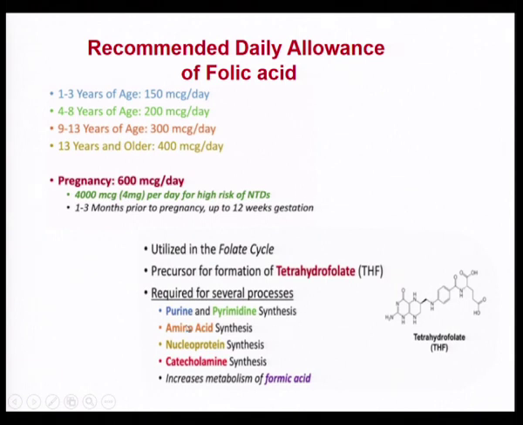So you see DNA synthesis, amino acid synthesis, nucleoprotein synthesis, and neurotransmitters like catecholamines are all dependent on folic acid, and it also increases the metabolism of formic acid. So you have a variety of requirements of folic acid at various stages of biochemical mechanisms in human physiology. So we are going to look into the absorption profile of folic acid.